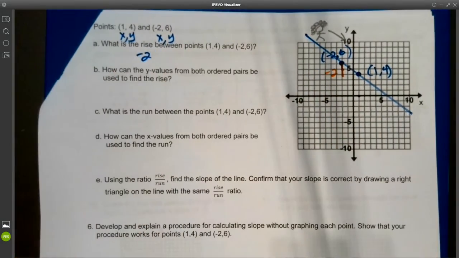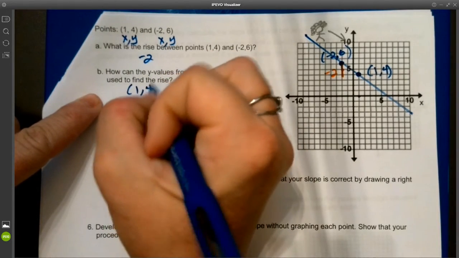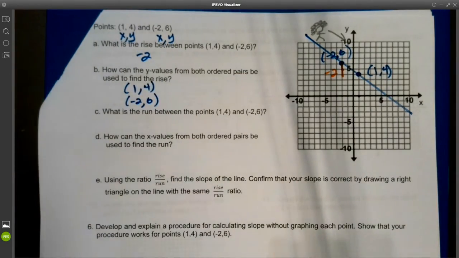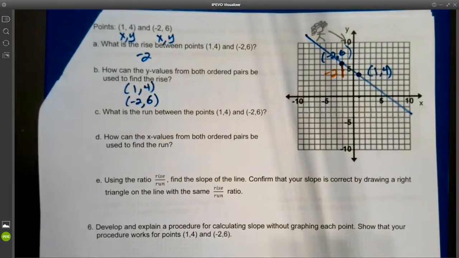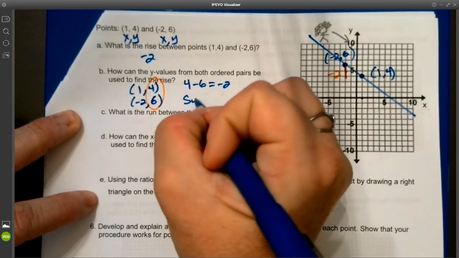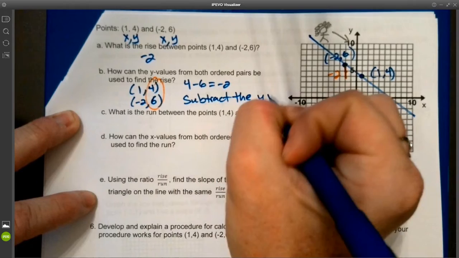Now, again, how can those y values from both ordered pairs be used to find the rise? Again, we can subtract them. So if I put (1, 4) here, and I put (-2, 6), which are the 2 points, and I simply subtract those y values, I'm going to get a negative 2, right? Because 4 minus 6 is a negative 2. So I'm going to subtract the y values.